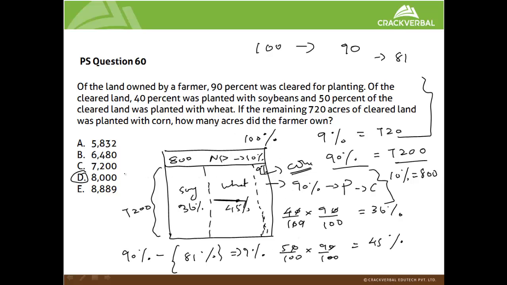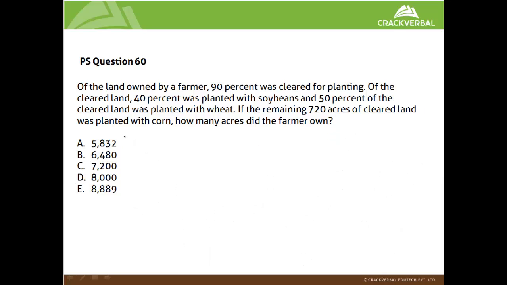I hope this is clear. Answer is D here. Now let's see what is an alternative way of solving this question. Alternative way of solving this question is of course back solving, because we have numbers in answer choices. So what is the process of back solving?